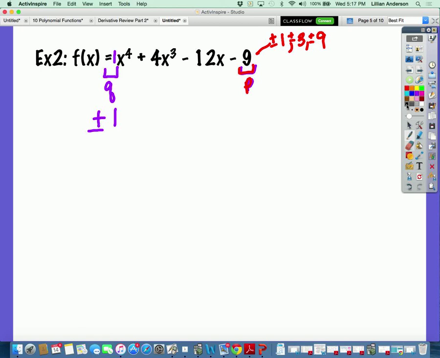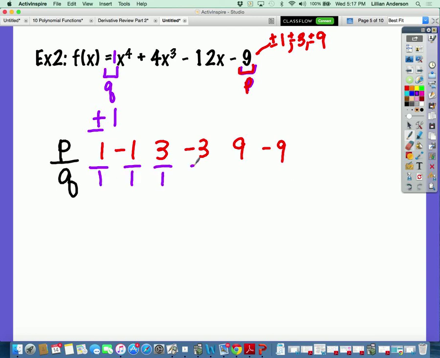So now to do our p's and q's, remember every single p has to go over every single q. So positive 1, negative 1, positive 3, negative 3, and positive 9 and negative 9 all have to go over positive 1 as well as negative 1.